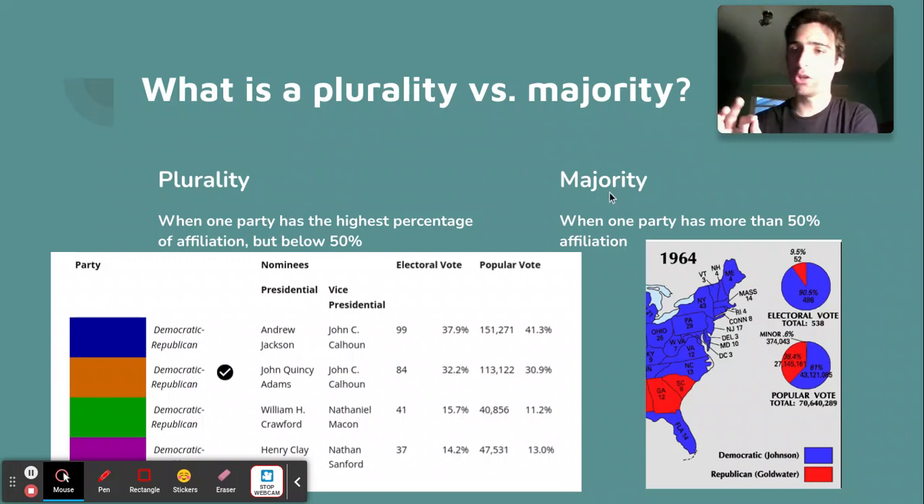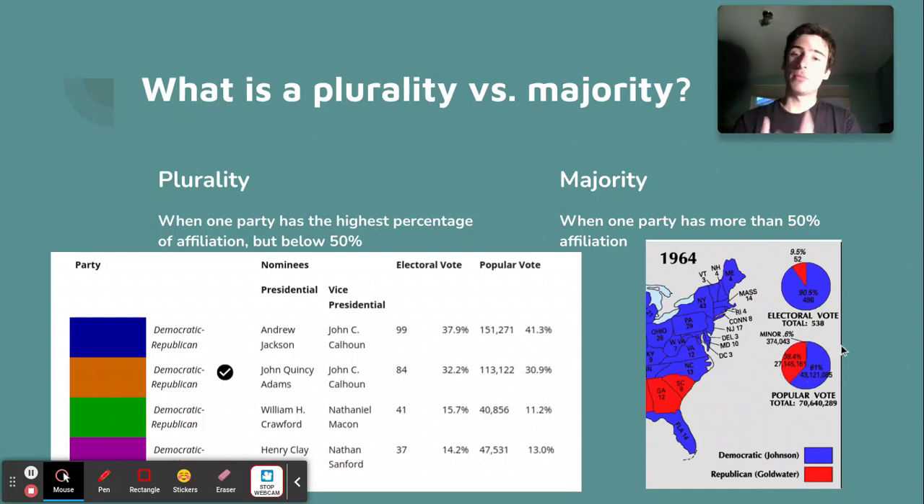So now, in contrast, the majority is when one party has more than 50% affiliation. Case in point, the election of 1964, which is when we saw the Democratic candidate for re-election, Lyndon Baines Johnson, face off against the Republican candidate, Barry Goldwater. Now we see here that in the popular vote, Lyndon Baines Johnson has 61% of the popular vote, which means that he has a majority, 61%, which is greater than 50%, obviously.